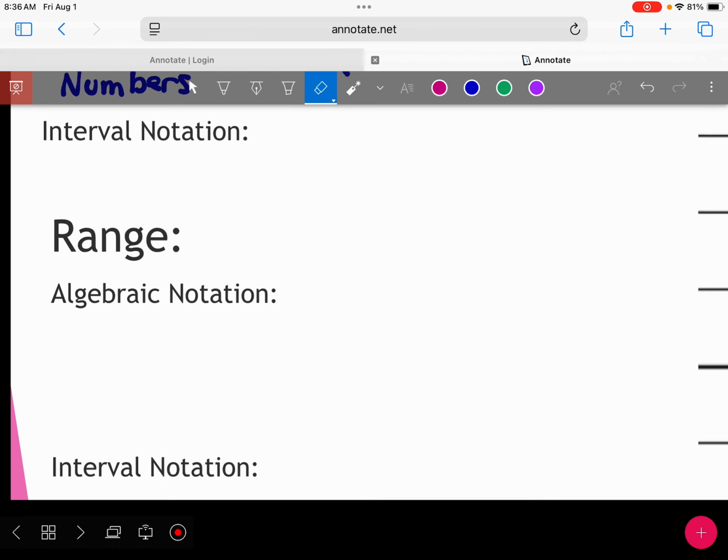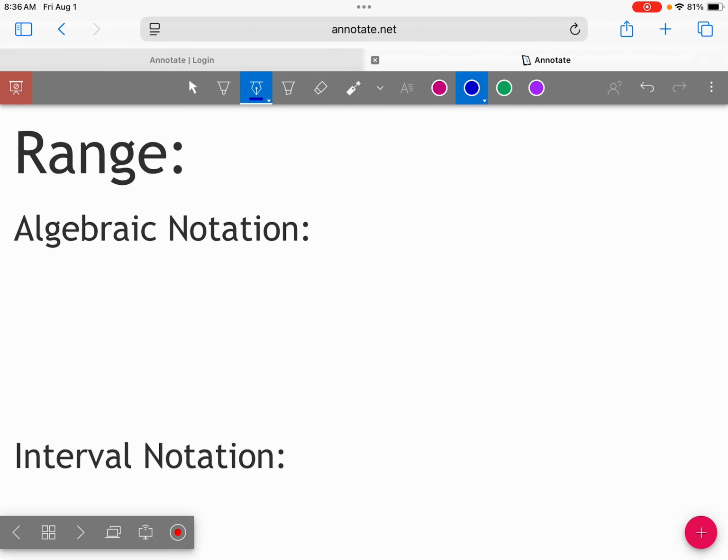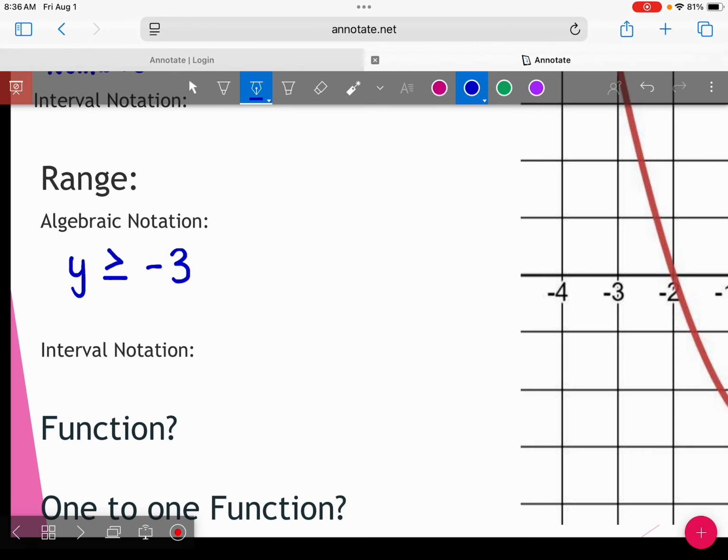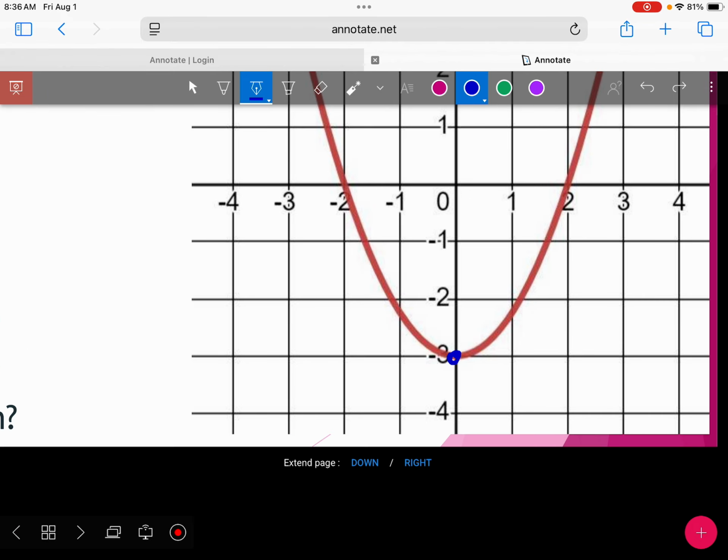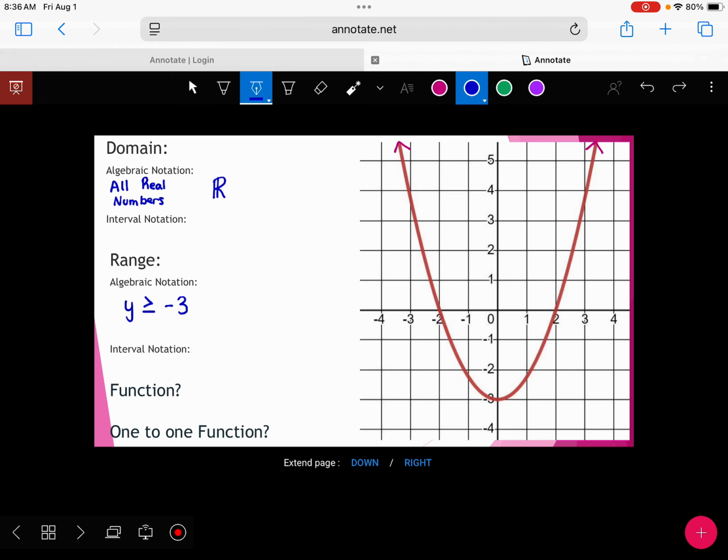So the way we can write our range on this is that my y's need to be bigger than or equal to -3, because the very, very smallest our y's can go is right down here. I cannot go further down. Questions on our domain and range on this one?